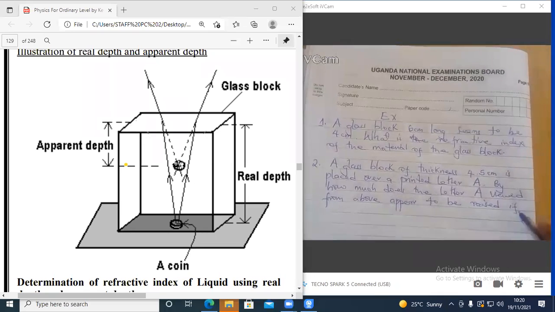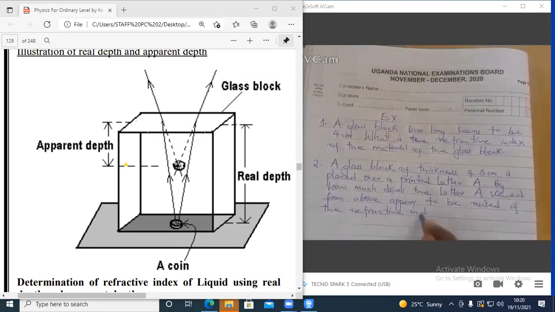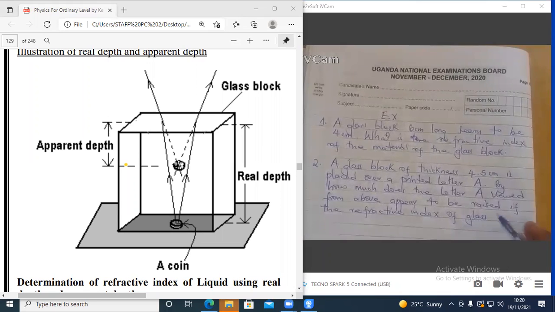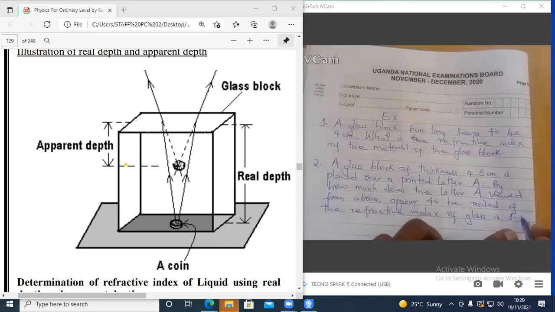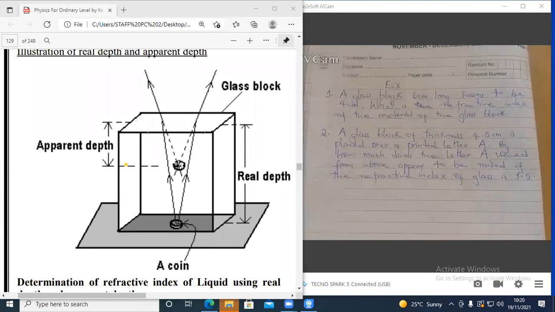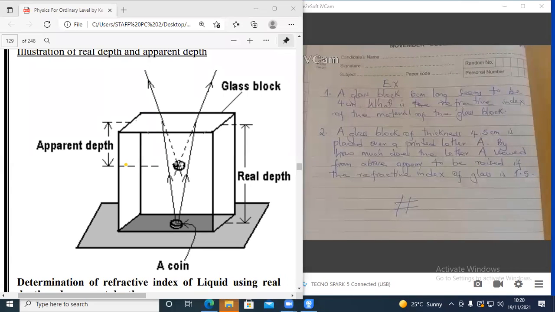If the refractive index of glass is 1.5, the refractive index of glass is 1.5. Those two are enough. Okay?